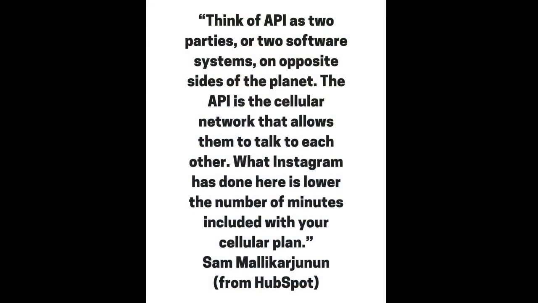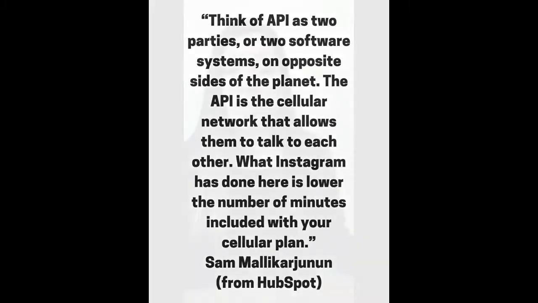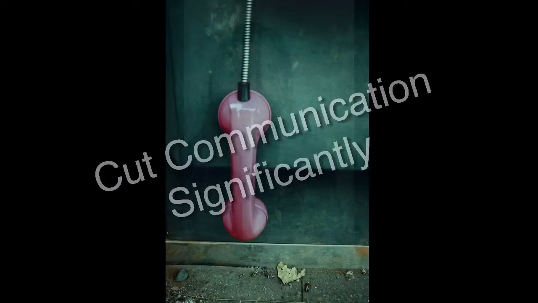So I'm going to read a little explanation here that really helped me understand it, okay? This is a little excerpt from Sam Melikarjunjun. I hope I'm saying that right. He's from HubSpot, and he explains it like this. Think of API as two parties or two software systems on opposite sides of the planet. The API is the cellular network that allows them to talk to each other. What Instagram has done here is lower the number of minutes included in their cellular plan. So it's cut their communication down significantly.